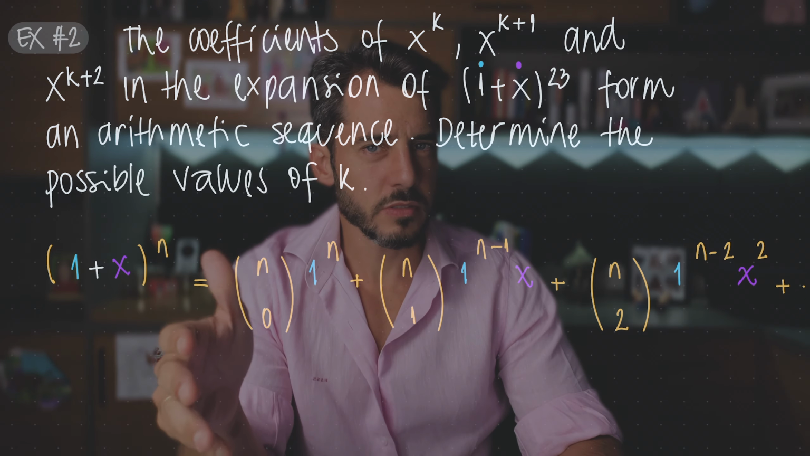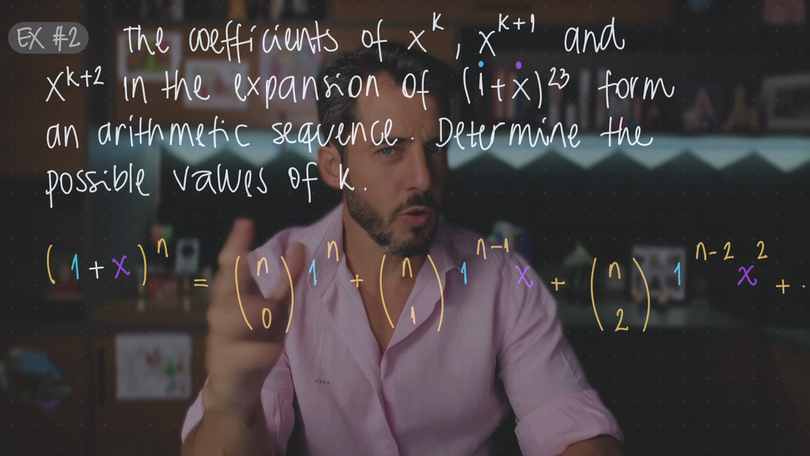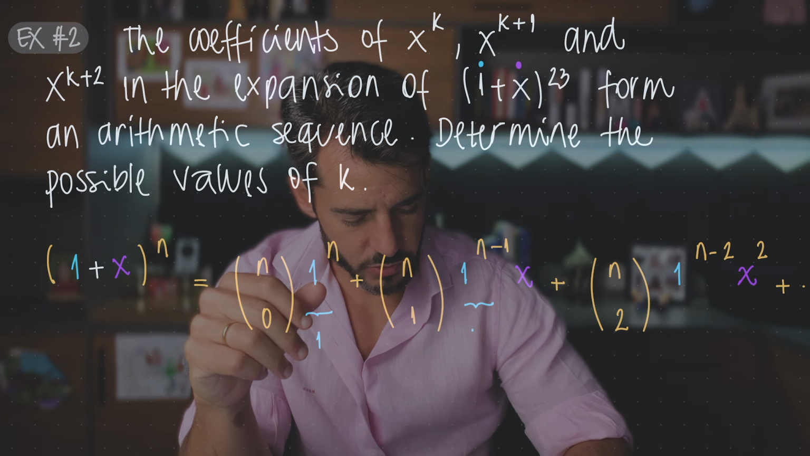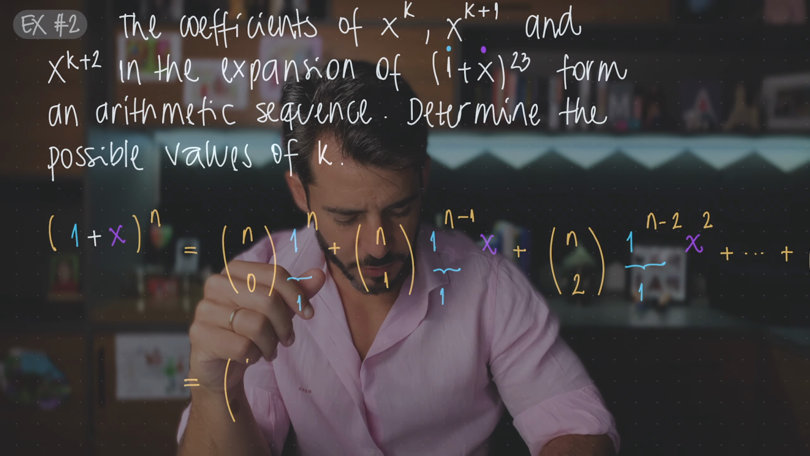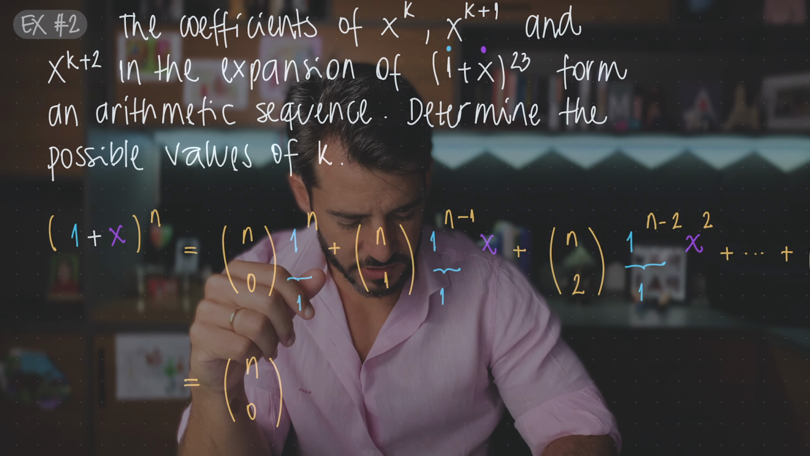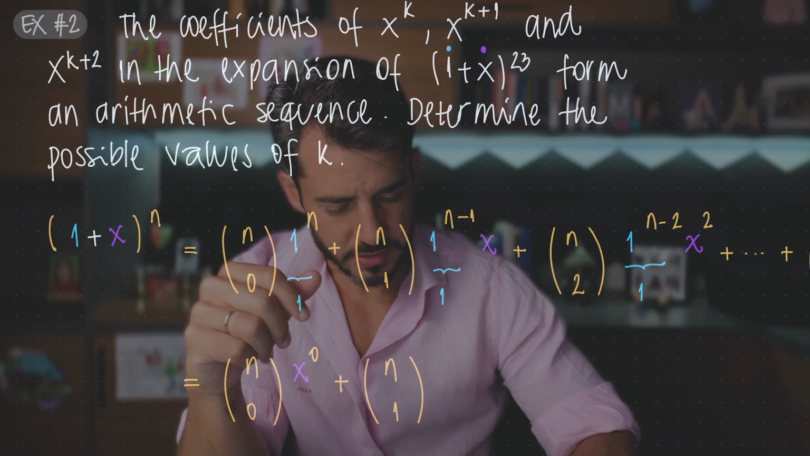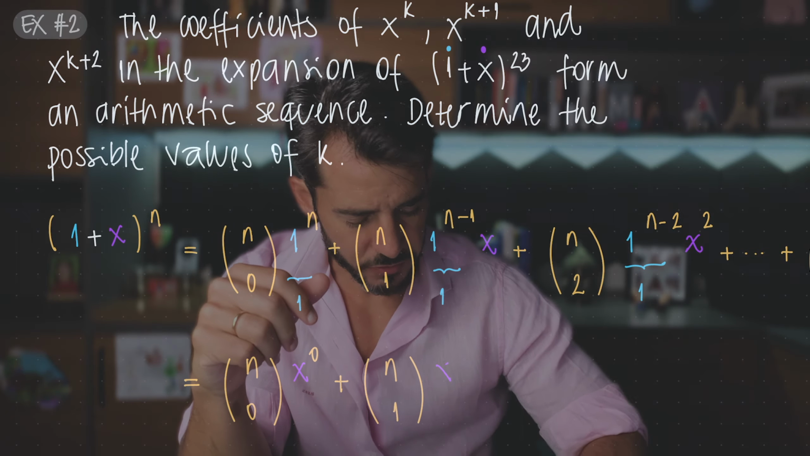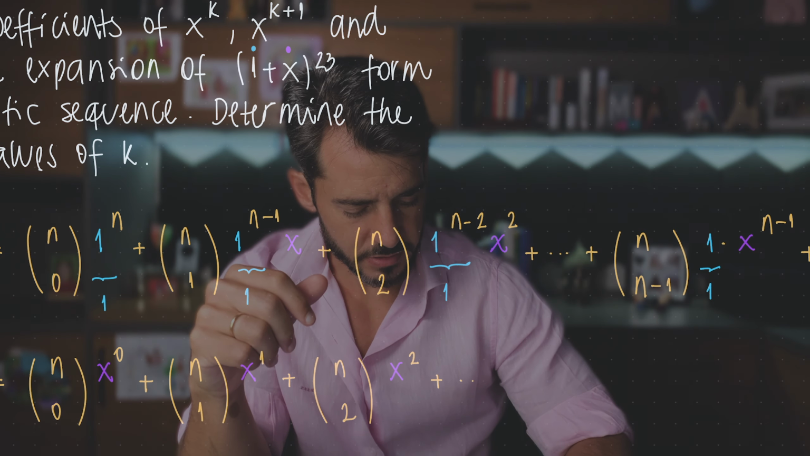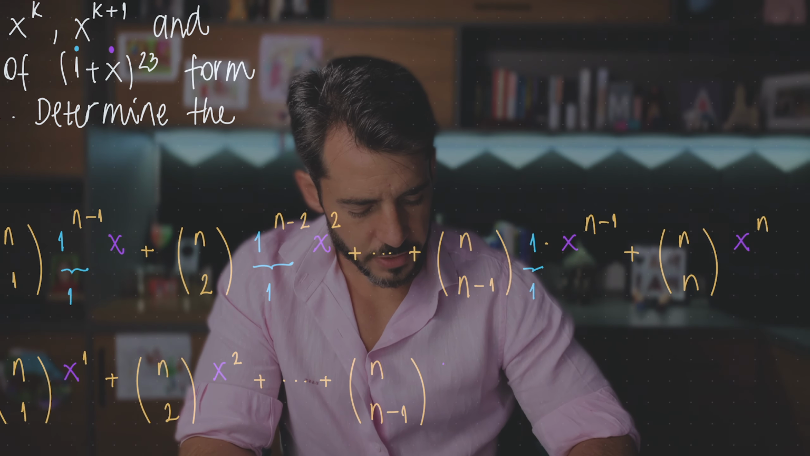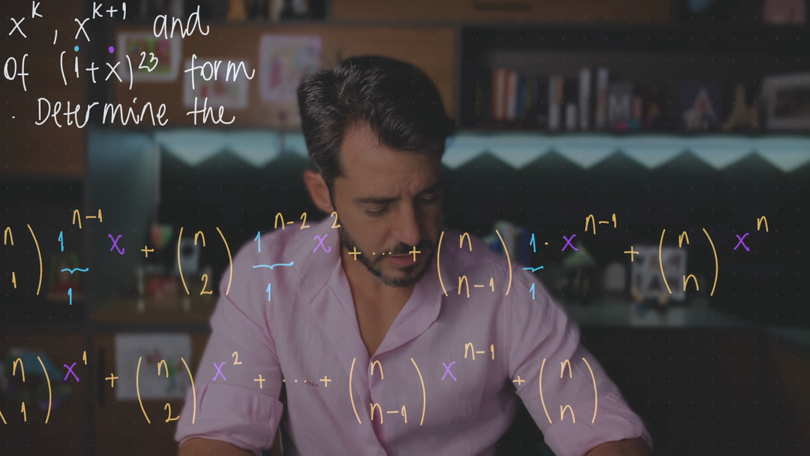All these 1s to whatever power we have, n minus 1, n minus 2, they're all going to be 1. So this is 1, this is 1, all of them, they're all equal to 1. So we could reduce this binomial expansion to n choose 0, and if you want to put an x to the 0 here, that's fine as well, plus n choose 1, x to the first power, plus n choose 2, x squared, plus dot dot dot, n choose n minus 1, x to the n minus 1, plus n choose n, x to the n.